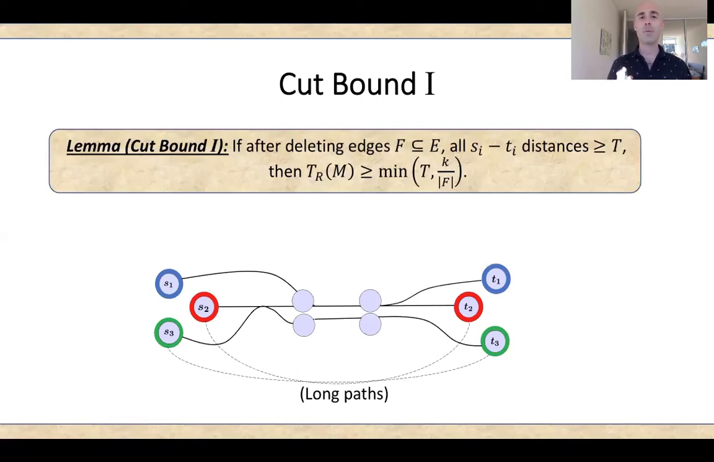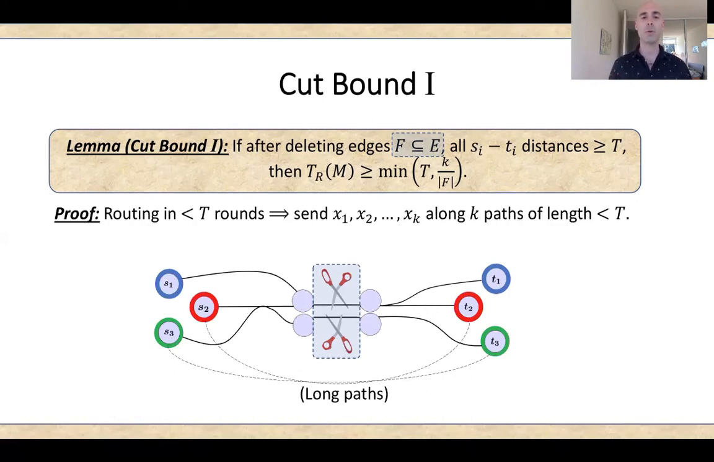It says the following: if after deleting a set of f edges, marked here, all the S_i-T_i distances increase to be at least t, then the routing time for this instance is at least the minimum of t and k over f. The proof here is maybe a 2-liner, so let me walk you through it. If you can route this instance in less than t rounds, that means you have to send these k messages along k paths of length less than t. But recall that all the S_i-T_i paths of length less than t have to go through these cut edges.